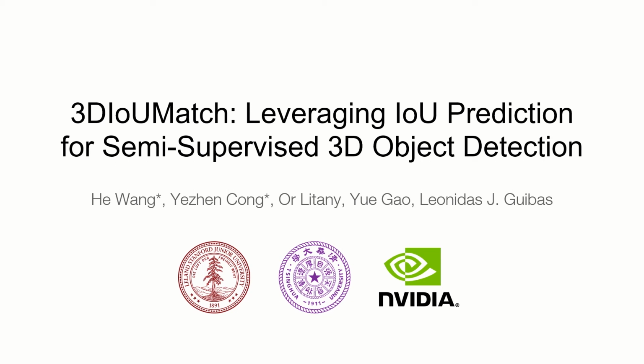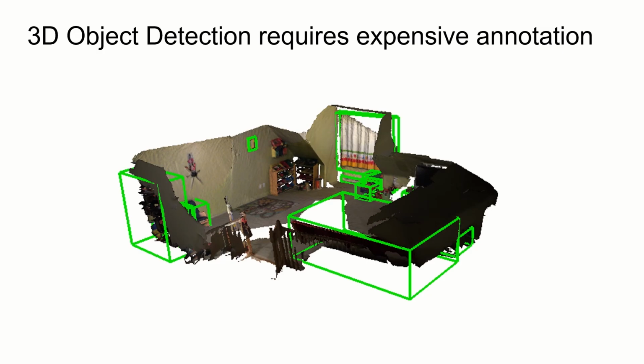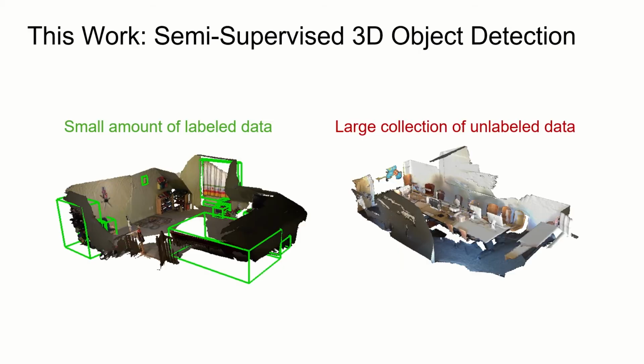3DIoUMatch, leveraging IoU prediction for semi-supervised 3D object detection. 3D object detection is at the core of computer vision. However, state-of-the-art methods heavily rely on supervision that is often expensive to acquire. In this work, we tackle this issue by proposing a semi-supervised approach to 3D object detection.